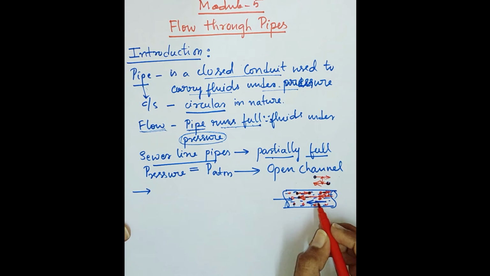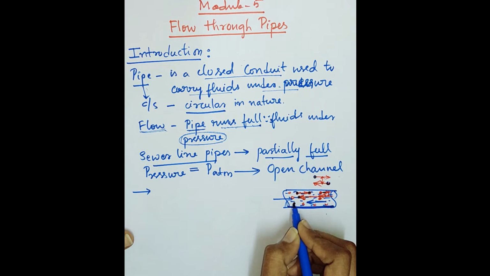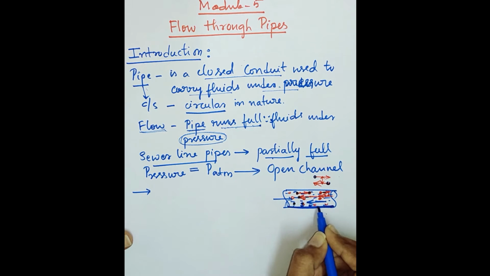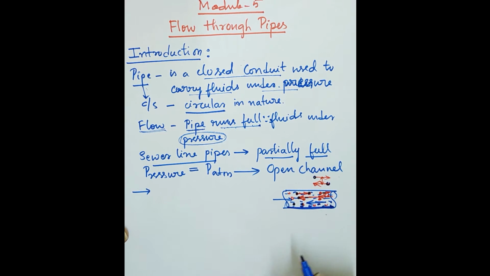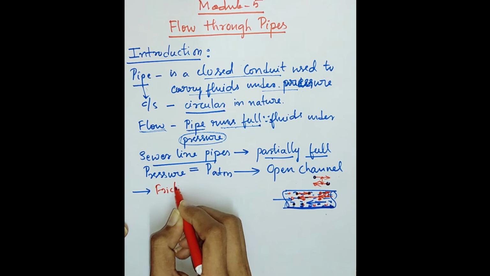And also, between the pipe material and the fluid particles, this resistance will also exist. So that resistance is called frictional resistance. So what is frictional resistance?